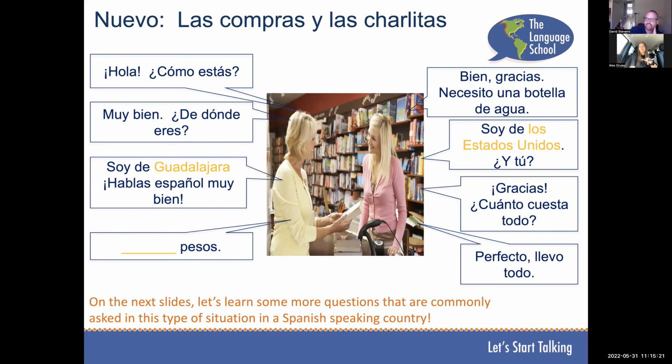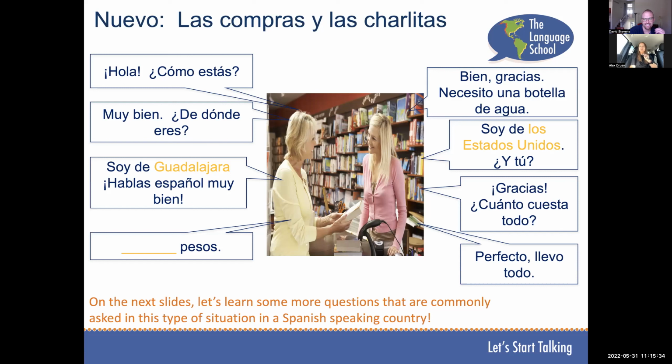Muy bien. ¿De dónde eres? Soy de los Estados Unidos. ¿Y tú? Soy de Guadalajara. ¿Hablas español? Muy bien. Gracias. ¿Cuánto cuesta todo? La botella de agua cuesta 20 pesos. Perfecto. Llevo todo. Okay, muy bien.